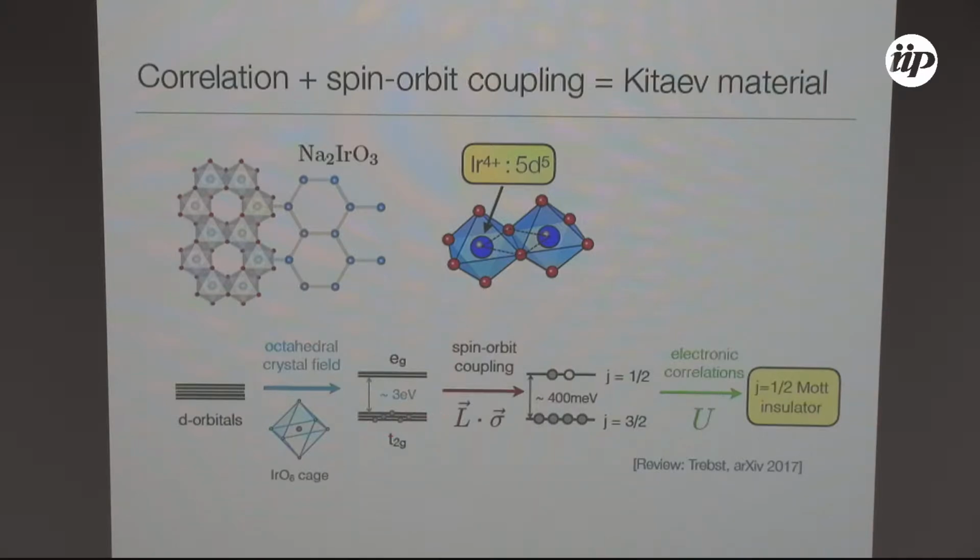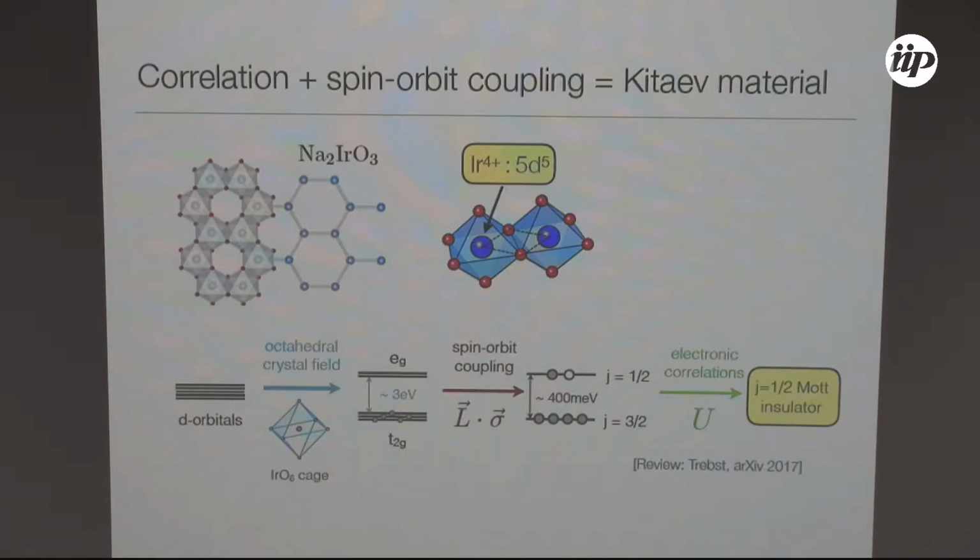And you have to take into account that the T2g level has an effective orbital angular momentum of L equals 1. And here we have strong spin-orbit coupling because it's a heavy ion, it's iridium. So you put spin-orbit coupling on top of that, and you further split the T2g levels into a J equals 3/2 multiplet, which is fully occupied, and a single electron in a J equals 1/2 level.